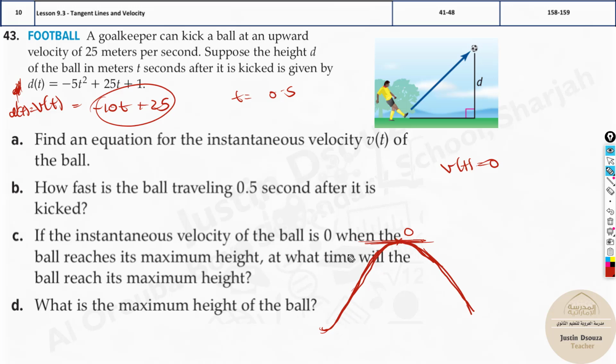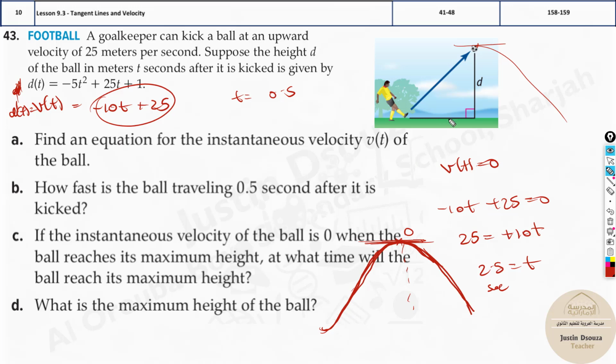At what time will the ball reach it? Okay, I thought they're asking something else, but they're asking at what time does it reach this point? So at what time exactly? We know velocity is 0, right? Substitute in this equation and solve. So it is minus 10t plus 25 is equal to 0. So take minus 10t to the other side. It will be 25 is equal to positive 10t. It's 2.5. At 2.5 seconds, it will reach the maximum height. After this person hits the ball, it will take 2.5 seconds to reach the maximum height where the velocity is 0, and then it will fall down.